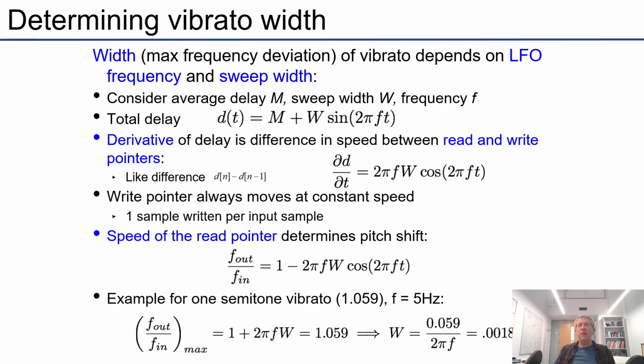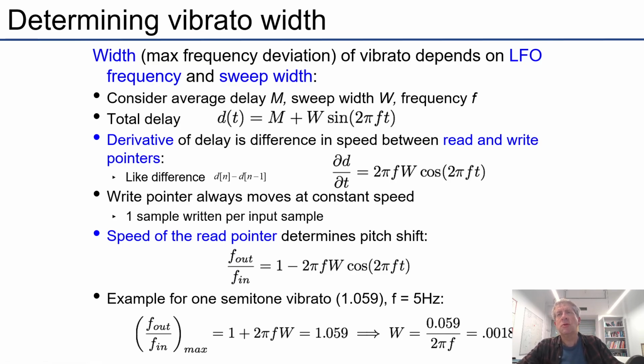Let's look at the derivative of that. That tells us essentially the speed of change in position between the read and write pointers. It's a bit like a difference operation, d of n minus d of n minus 1. If we take the derivative with respect to t, then the derivative of d with respect to t equals 2 pi f, so those terms go outside the sinusoid, times W times cosine 2 pi f t.